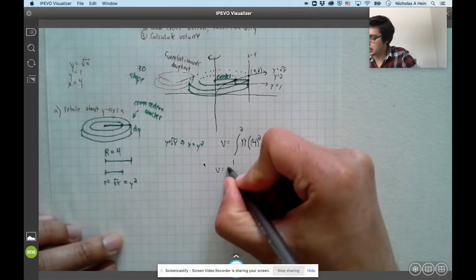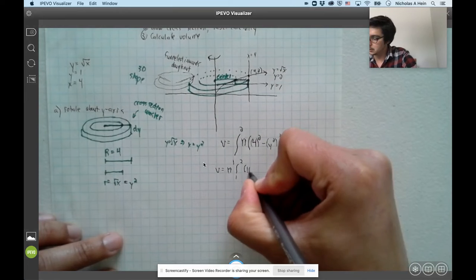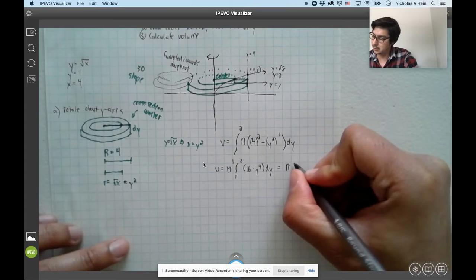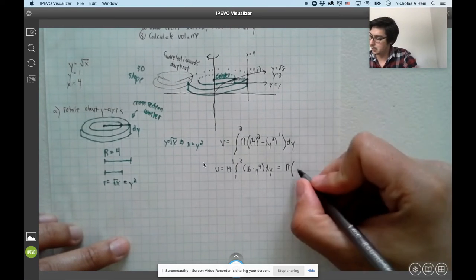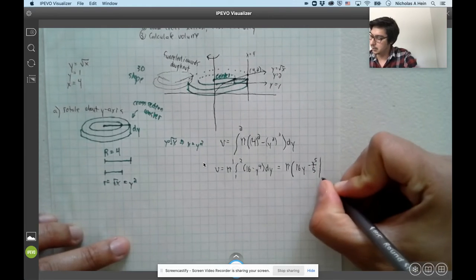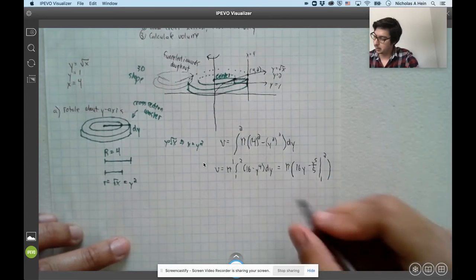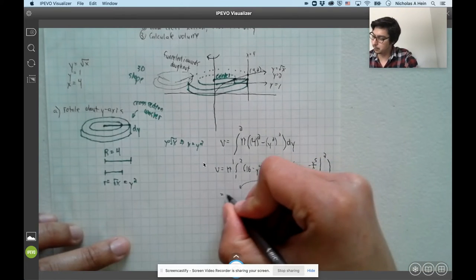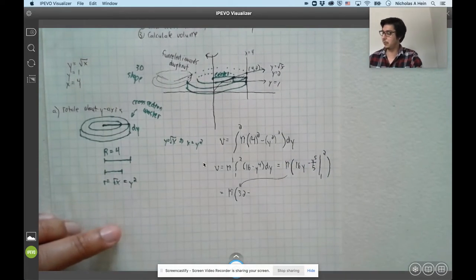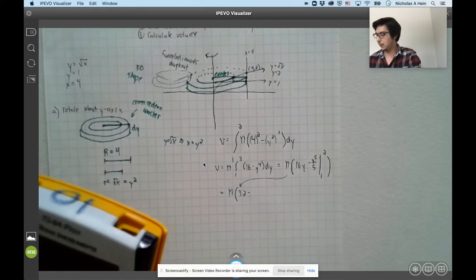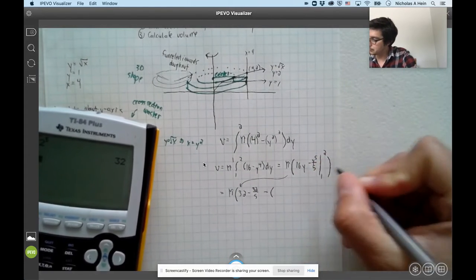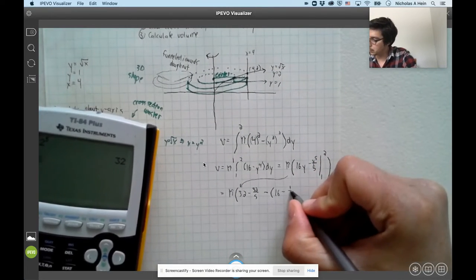Okay, and we'll do this one out by hand really quick. So we end up getting pi times the integral from 1 to 2 of 16 minus y to the 4th dy, which is going to give us pi, and then the antiderivative of that function is 16y minus y to the 5th over 5, evaluating from 1 to 2. And plugging that all in, we'll get pi times 32 minus 2 to the 5th. Well, what's 2 to the 5th? 2 to the 5th is 32. So we get 32 minus 32 fifths minus 16 minus 1/5.